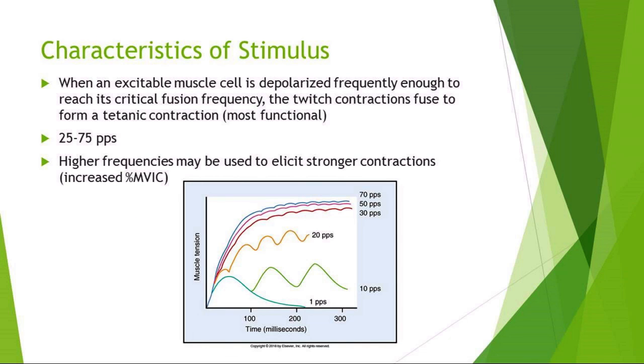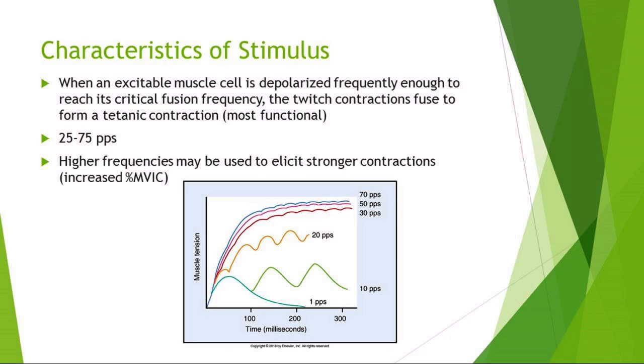So when an excitable muscle cell is depolarized frequently enough to reach its critical fusion frequency, meaning all of the twitching fuses into one tetanic contraction, that is the most functional type of muscle contraction. It usually happens between 25 to 75 pulses per second or cycles per second. You might use higher frequencies to elicit a stronger contraction. And so we'll talk more about this in chapter 12, but the percent of the maximum voluntary isometric contraction, that's how we measure how strong the contraction is.